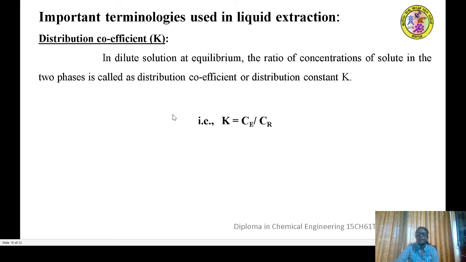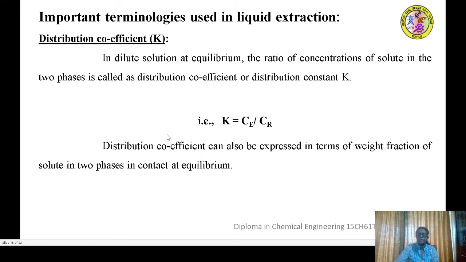So in the form of an equation, we can write the distribution coefficient as K equals CE by CR, where CE represents the concentration of solute in the extract phase, and CR represents the concentration of the solute in the raffinate phase at equilibrium. Okay, so this ratio is the distribution coefficient. So the distribution coefficient can be expressed in any concentration terms. So if it is represented using the concentration term, this will be the equation.